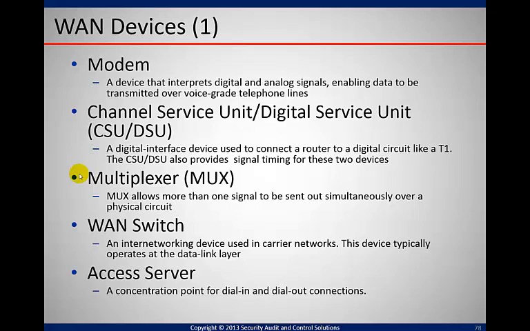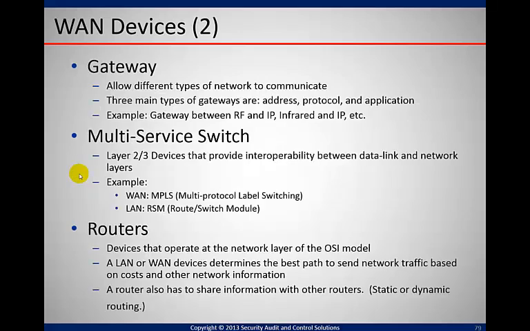A WAN switch is an internetworking device used to carry networks. This device typically operates at the data link layer. An access server is a concentration point for dial-in and dial-out connections. Then a gateway allows different types of networks to communicate. There are 3 main types of gateways: address, protocol, and application. For example, a gateway between radio frequency and IP, or infrared and IP, and so on.